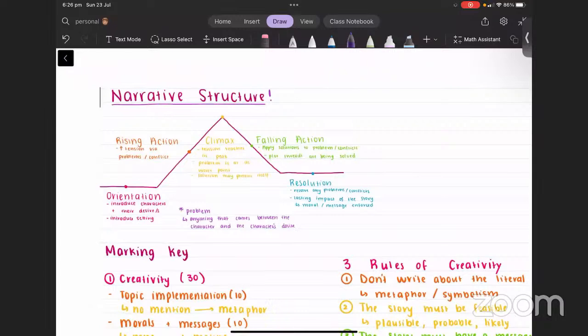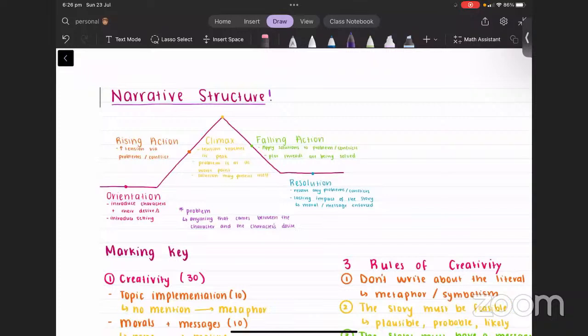And then next you have your falling action, which is when you apply solutions to the problem and conflict, right? And things start to get solved, because as you went along, you didn't just have one big problem, there were probably lots of little problems that happened along the way. So those small problems start to get resolved and things start to look better.